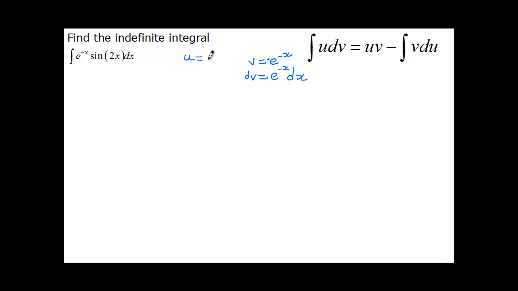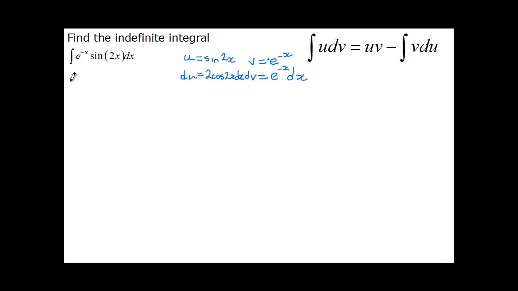Sine 2x is left over, so that's what we'll take the derivative of, or that's u, and that means du is the cosine of 2x times 2, or 2 cosine of 2x dx.